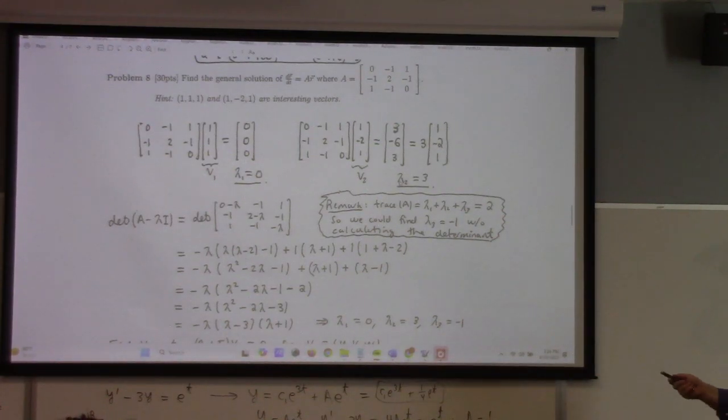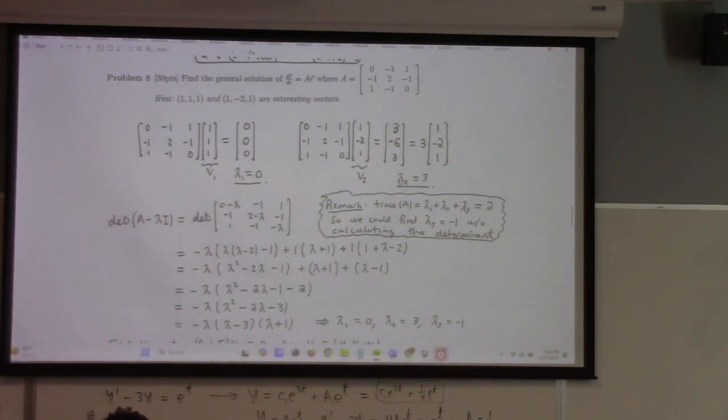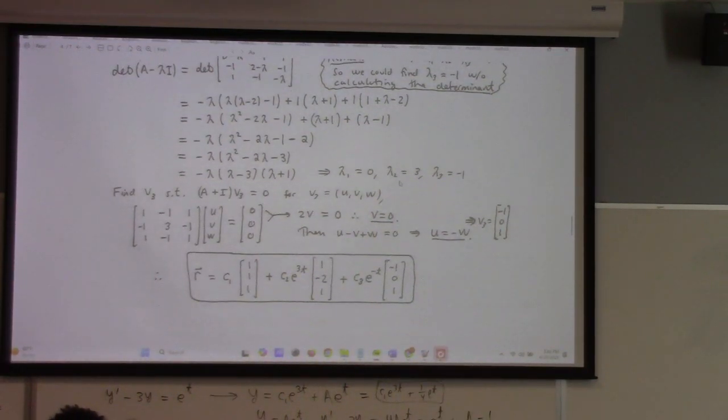But anyway, the characteristic equation, after some math, works out to this. That's not surprising because we knew 0 and 3 were eigenvalues, so of course they're there. What's left is lambda plus 1, which means I need to look for an eigenvector with eigenvalue minus 1, which I can do. That gives us this, and if you look at it, the first equation and the last equation are the same one.